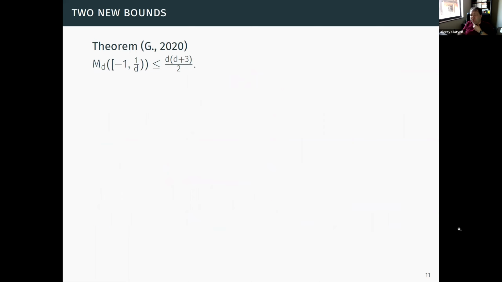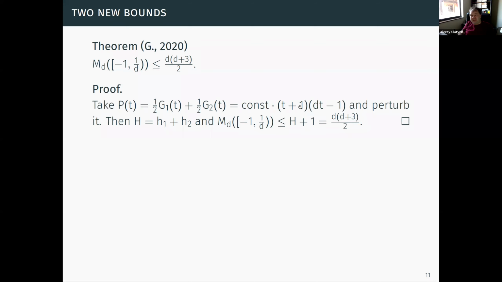So what do we get here? Well, we just need to carefully choose the polynomial. In this case, we can choose the polynomial so that it vanishes at -1 and 1 over d. Now, this wouldn't give the result precisely because it's 0 at -1, and we would like to avoid 0 as a possible scalar product. So we need to perturb it a little to make it work. And after the perturbation, you can get that the total number of points is no greater than h plus 1. And h here is the sum of dimensions of these two harmonic spaces.